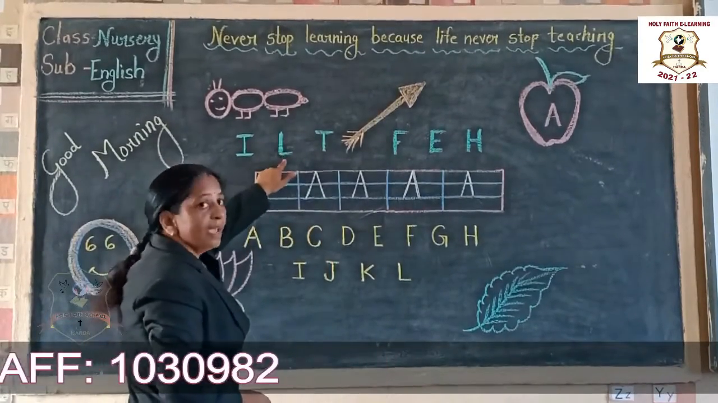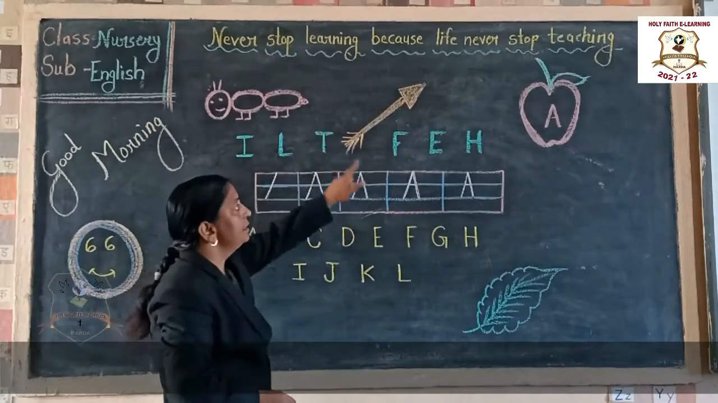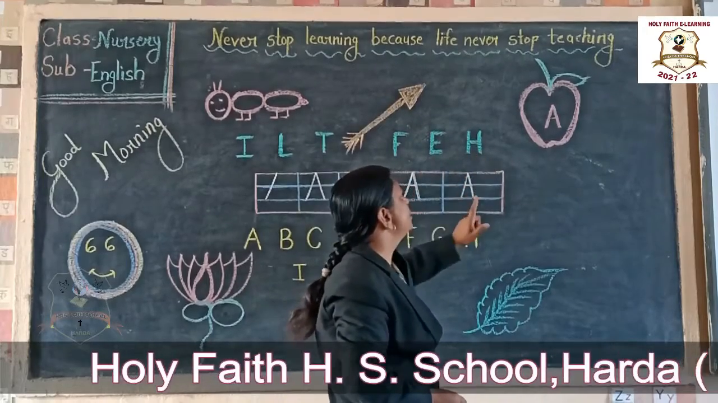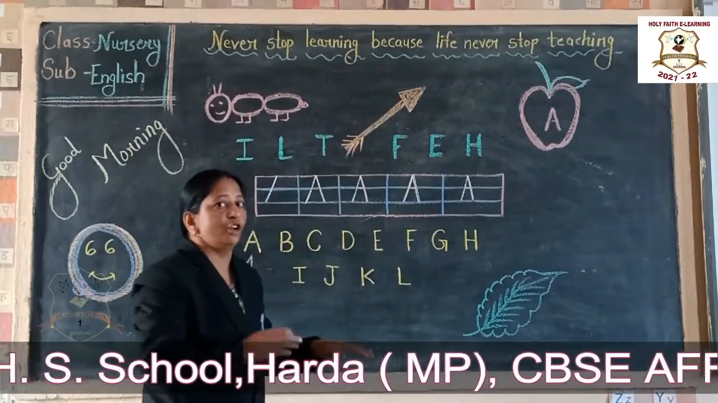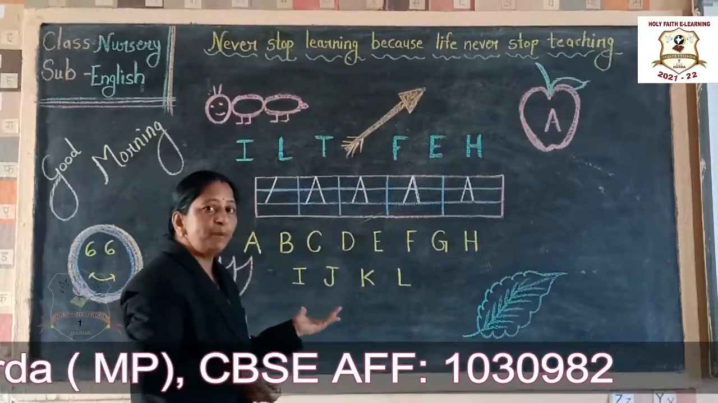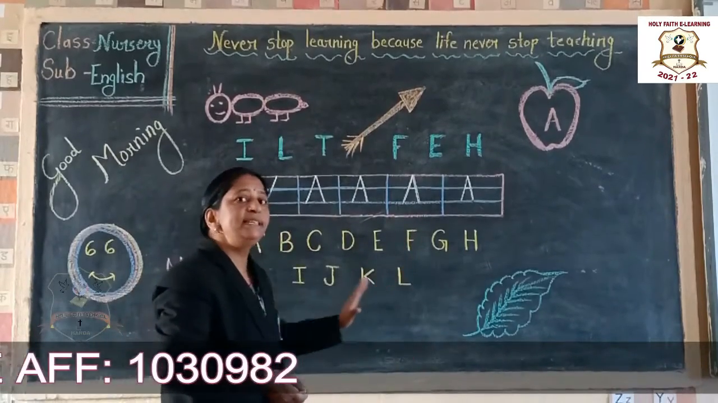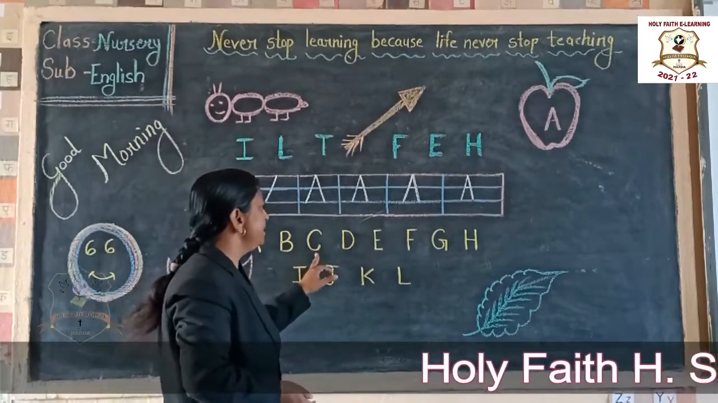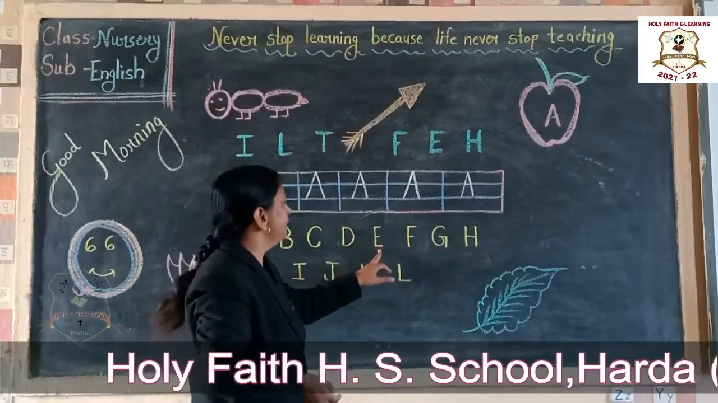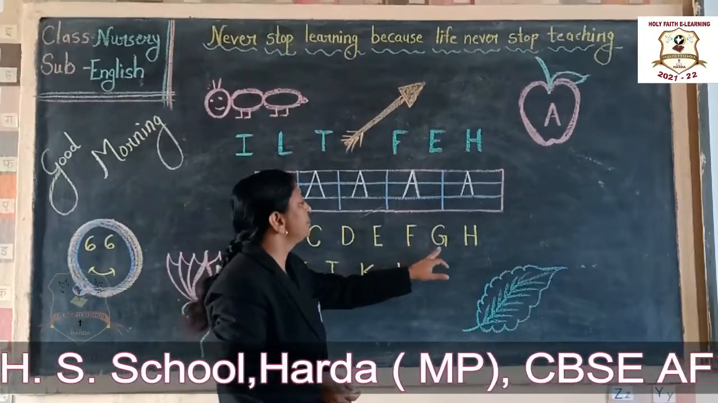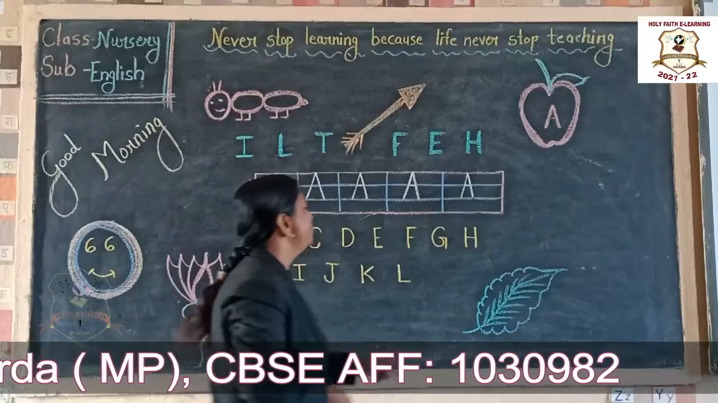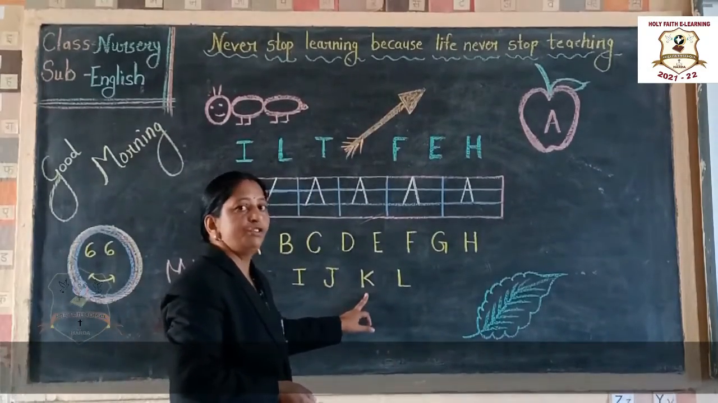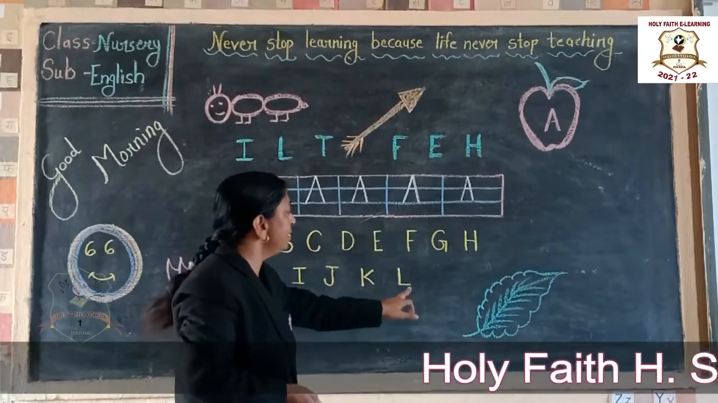Now say once again. I, L, T, F, E, H, A. Okay, students. Now our oral part. In oral part, we have learned these letters. A, B, C, D, E, F, G, H, I, J, K. Now today we will learn next letter L.